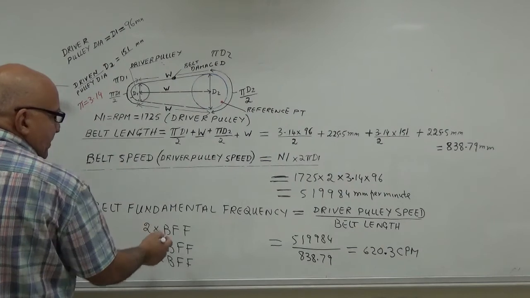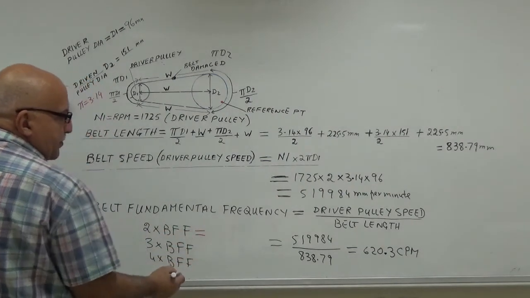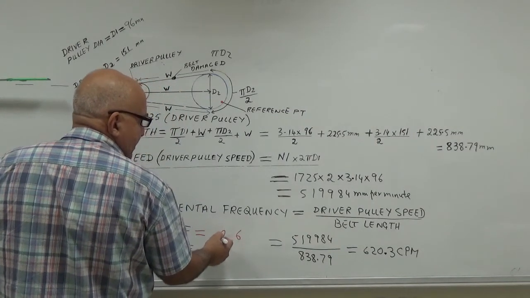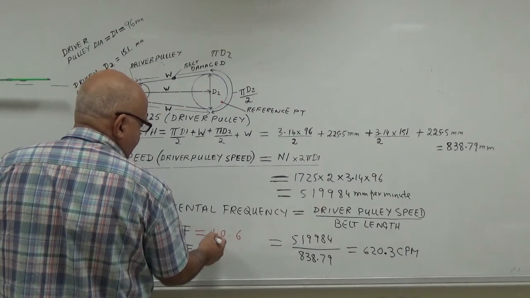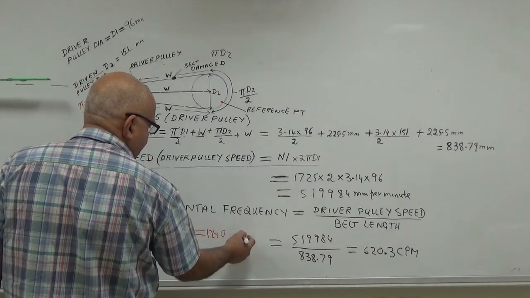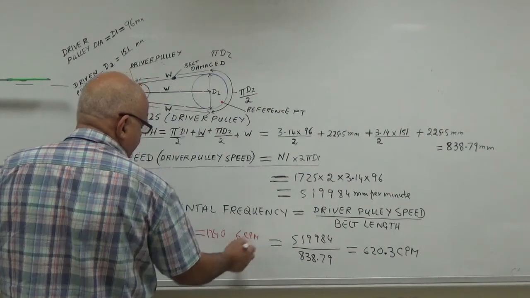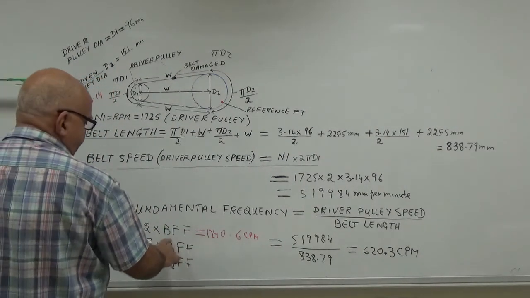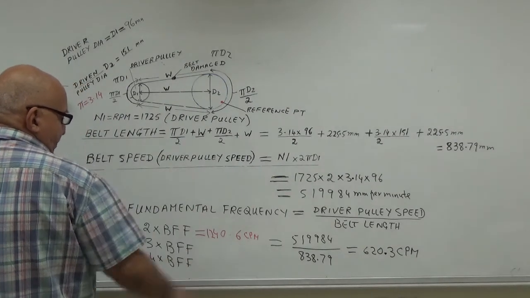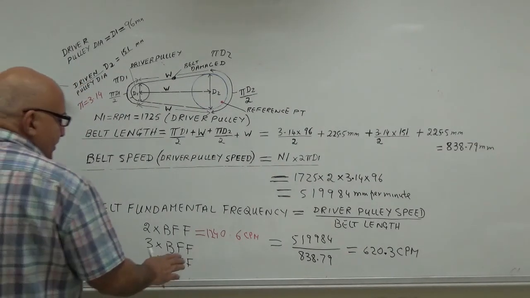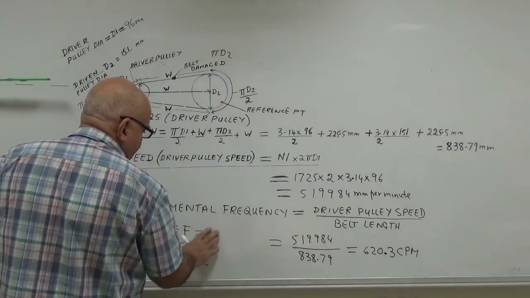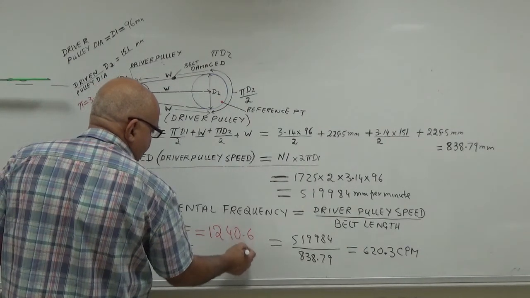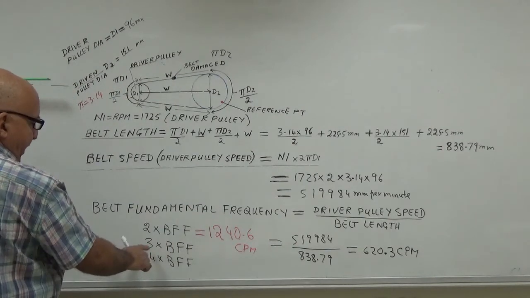If you multiply it by 2, this will become 1240.6 cycles per minute. And you will see the peak of this frequency will be more. Similarly, you can find 3 times.